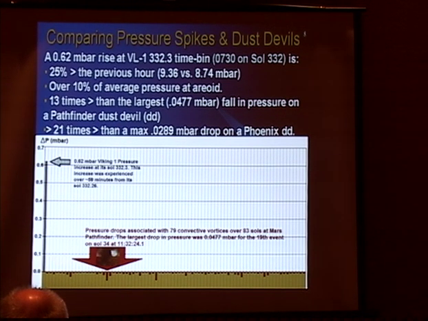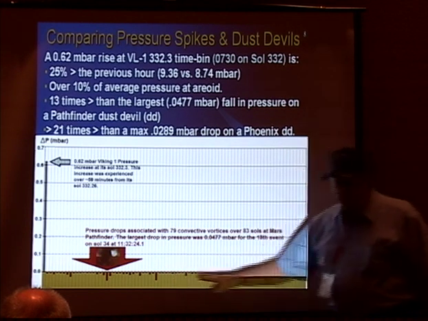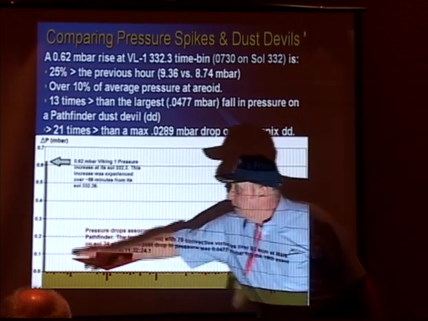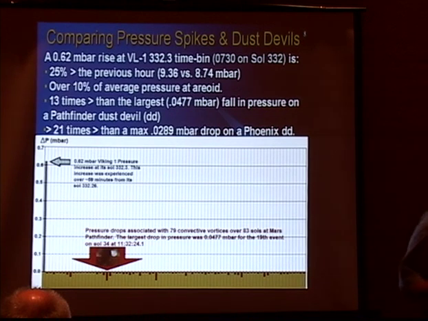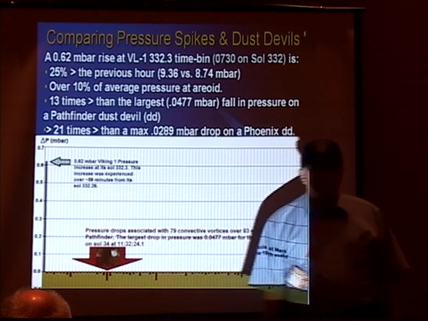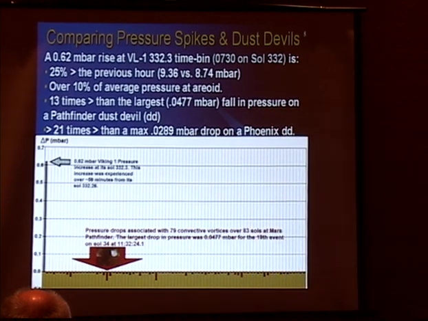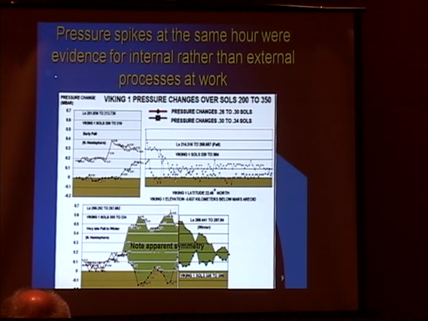I mean, a dust devil is like a small tornado going over the Pathfinder, and that's Pathfinder down here. This is Viking over here. But you would think that you get more of a pressure drop from a dust devil than a rise, just because it's 7:30 in the morning. 7:30 in the morning, we're saying, is when the heater's coming on. It's not a weather phenomenon, it's an internal phenomenon. Next.